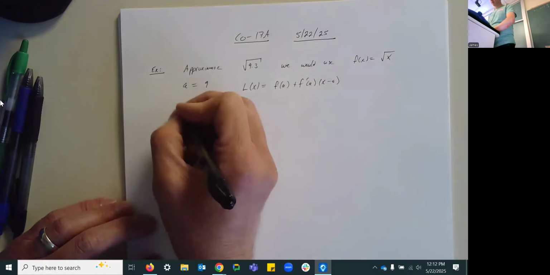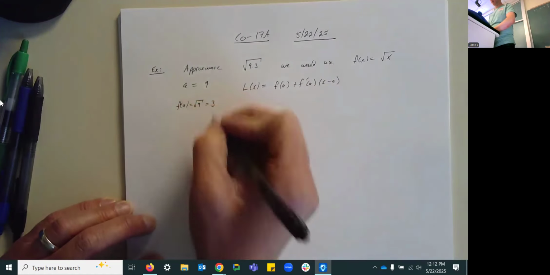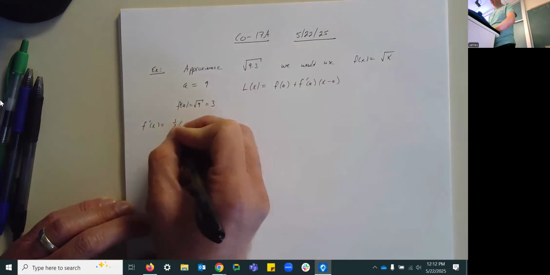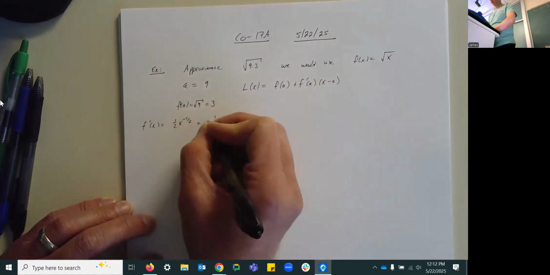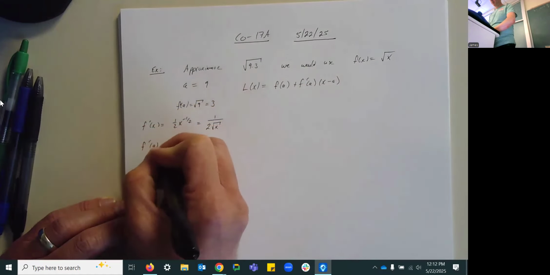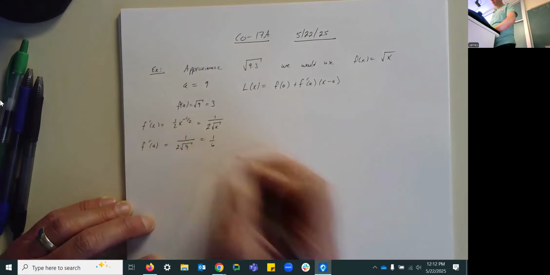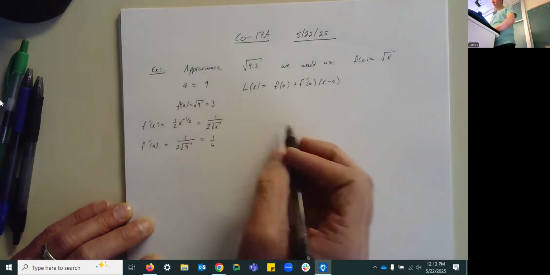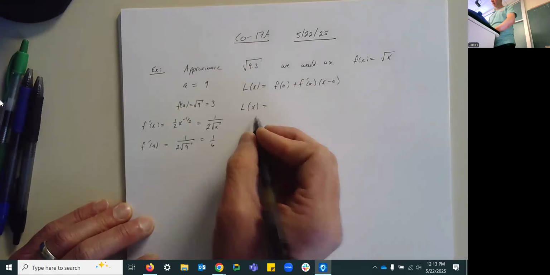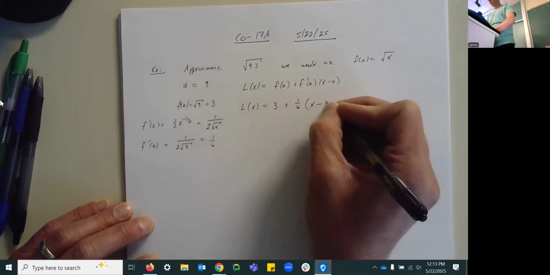A is 9. F of a is the square root of 9, which should be easy to evaluate. And f prime of x is 1/2 x to the negative 1/2, which I like to write as 1 over 2 times the square root of x. So f prime of a is 1 over 2 times the square root of 9, which is 1/6. Subbing that all in, we get the very nice equation of the tangent line, or the linearization. L of x is 3 plus 1/6 times x minus 9.